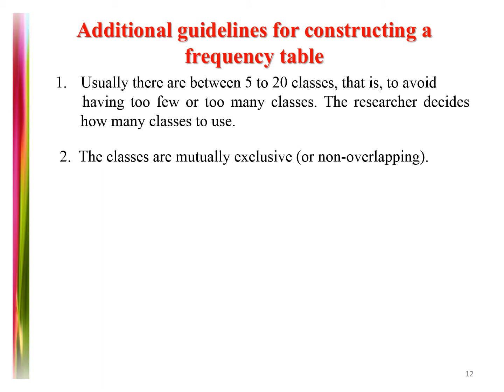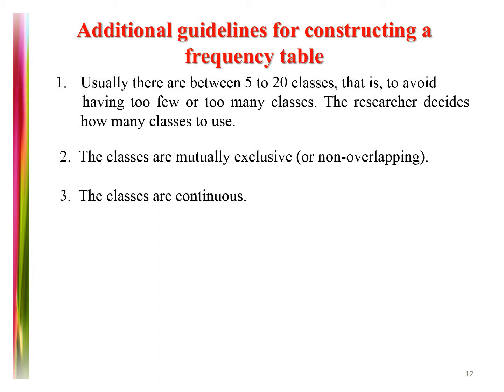Usually there are between 5 to 20 classes, so avoid having too few or too many classes. The researcher decides how many classes to use, which depends on the situation of our data analysis. And second, the classes are mutually exclusive and non-overlapping. So you have to assign each observation to one interval. You cannot assign that observation to two different intervals.